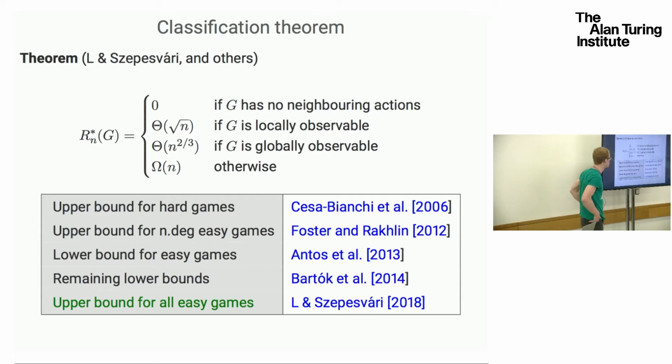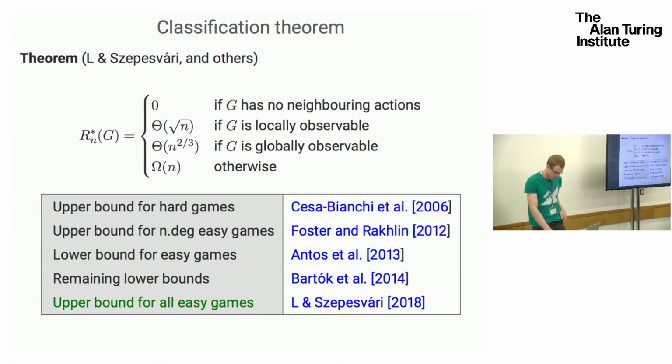Okay, so the result that I want to focus on particularly today is this one here: if you have a locally observable game, how do you get a square root n regret in the face of degenerate actions?